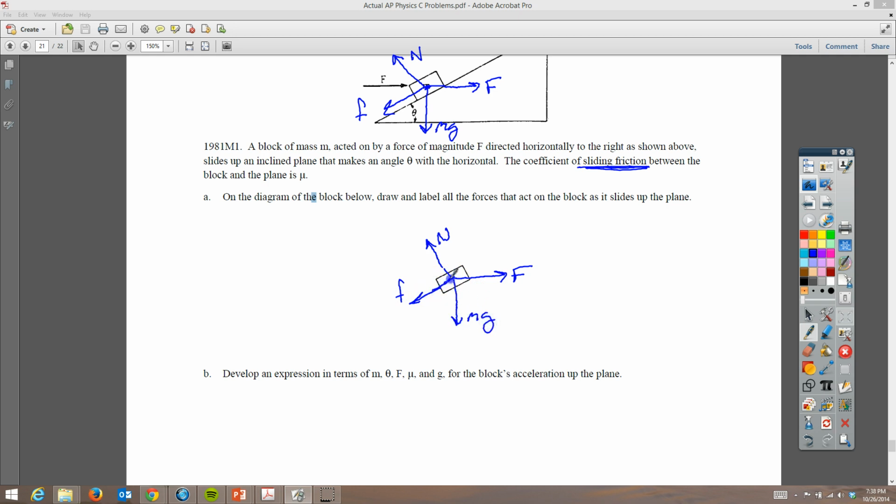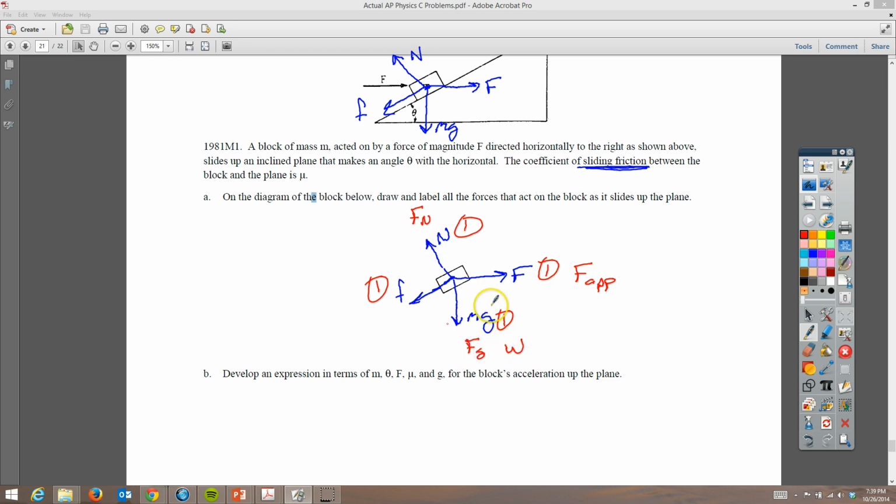Really important that you draw arrowheads on each one of these. Really important they all come from the box. And very, very important that they all have a label on them that's appropriate. By labels that are appropriate, let me show you some others. N could also be F_N. This is probably F or F_app, some sort of applied force. mg could also be F_g or it could be W.